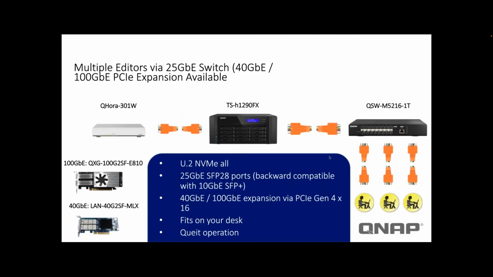And finally, we have the fastest setup of all. This is our TS-h1290FX model, which comes equipped with 12 U.2 NVMe drive bays, an AMD EPYC processor, and a 25 gigabit SFP28 connection built in. You could pair this with our 25 gigabit switch, which is also backward compatible with 10 gigabit SFP+ and has one 10 gigabit RJ45 port.